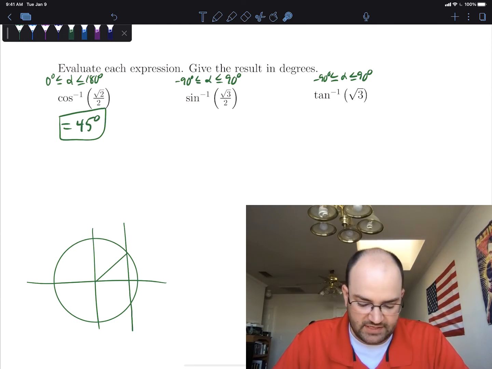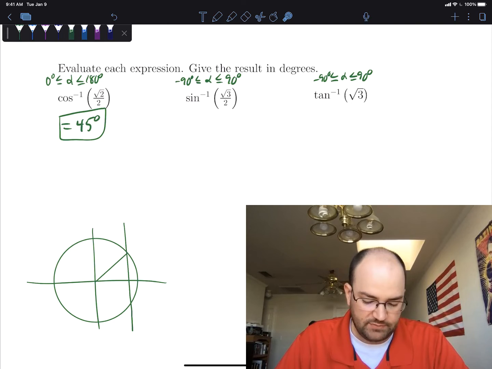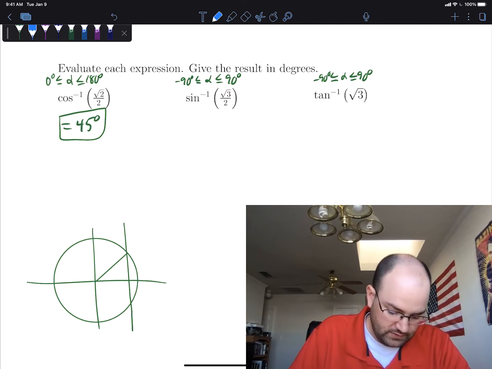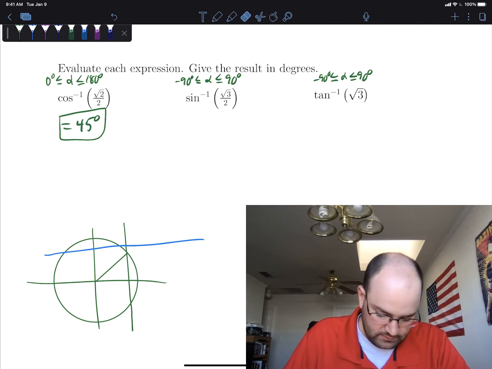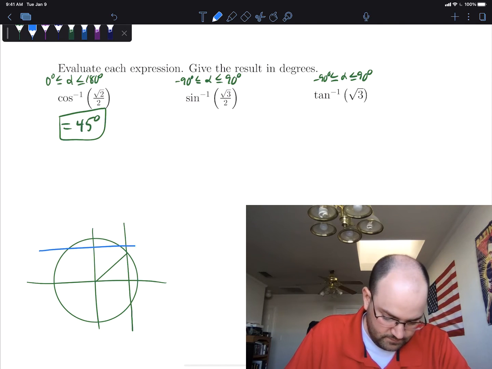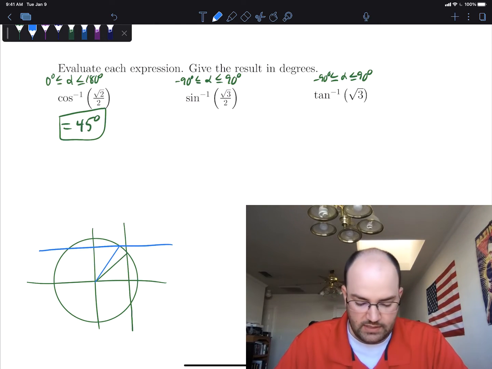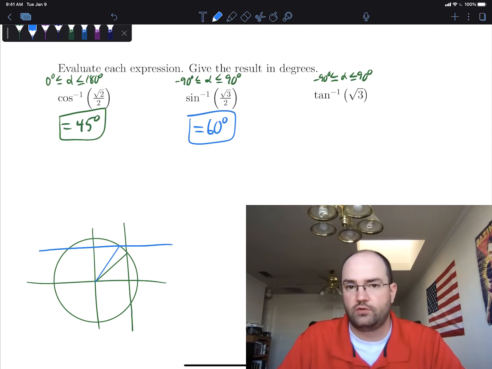Now what about the inverse sine of root 3 over 2? Well, sine is the y-coordinate, right? And we have to be between negative 90 and 90. So y equals root 3 over 2, which is somewhere about right there. Come on. There we go. Now, on the right half here, that's where it is intersecting, right there. And this gives us 60 degrees, and that is the y-coordinate.